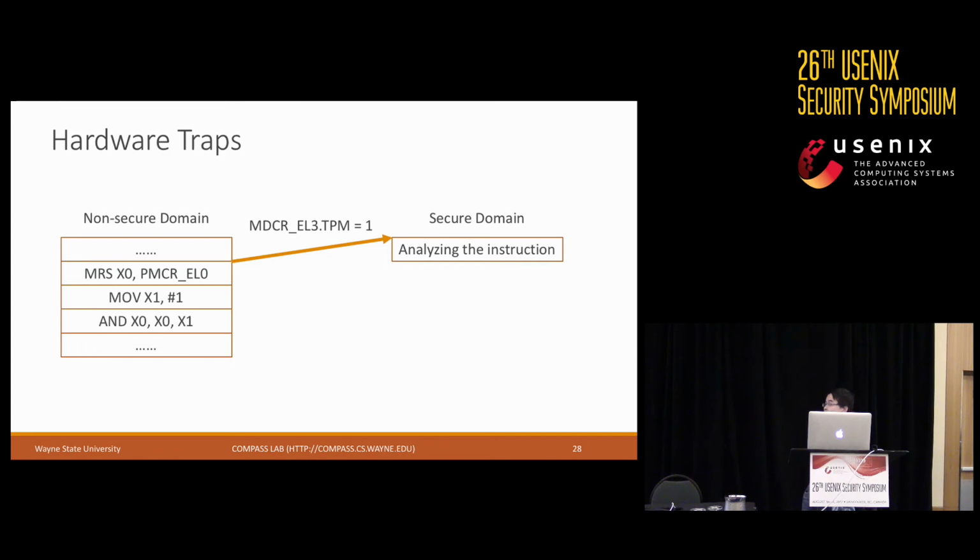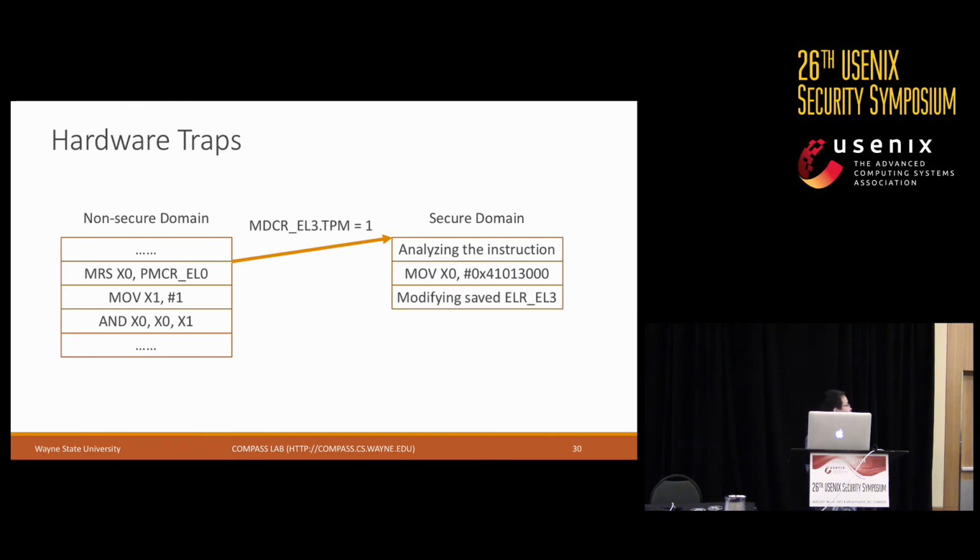And this EL3 exception will bring the CPU to the secure domain. Next, in the secure domain, we can analyze the current executing instruction in the normal domain. And then we will learn that the instruction in the non-secure domain is trying to save the value of the PMCR_EL0 register to the general purpose register X0. So we just store an artificial value into the general purpose register X0. And this value will tell the non-secure domain the PMU is not enabled.